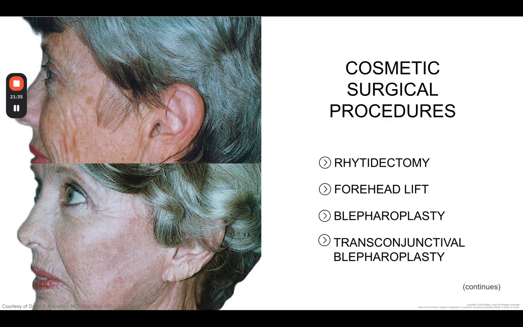Okay, so when sagging eyelids impede a patient's ability to see, it is a medical condition that can be covered by insurance. And then we have a transconjunctival blepharoplasty, which is performed inside the lower eyelid to remove the bulging fat pads, which are sometimes congenital.